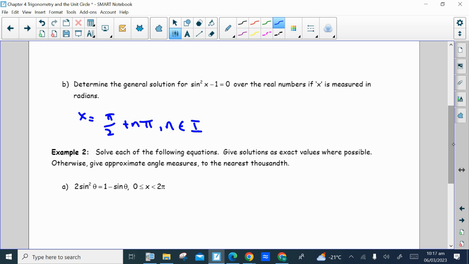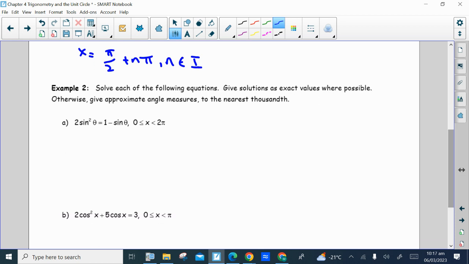Okay? Example 2 then. Solve each equation. Give solutions as exact values where possible. Otherwise, approximate angle measures to the nearest thousandth. So this first one, again, we're in radians between 0 and 2 pi. 0 would be included, 2 pi wouldn't. And in this case, we have a sine squared theta term and a sine theta term. So I would collect all the terms over to one side, make it equal to 0.